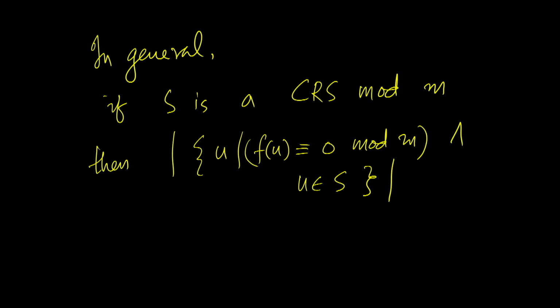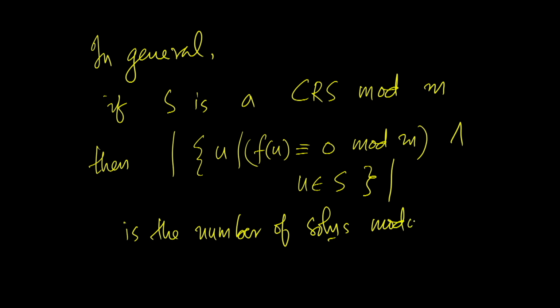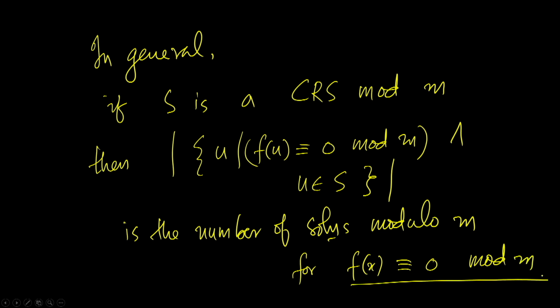Such u are what we consider solutions. So the size of this set is the number of solutions modulo M for f of x congruent to 0 modulo M. So we say that this congruence has these many solutions. Within the CRS, we consider all u that satisfy the congruence, and the number of them is the number of solutions that we say the congruence has.